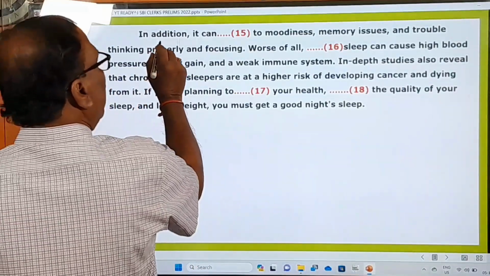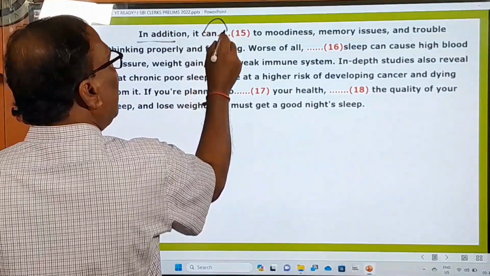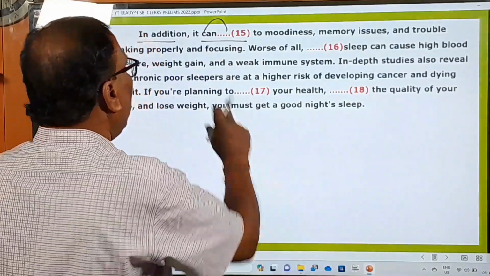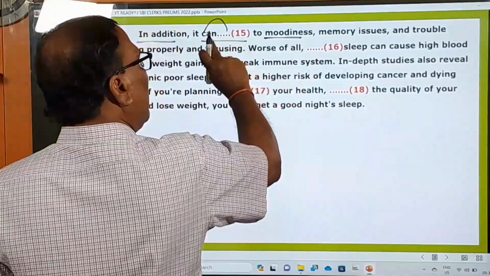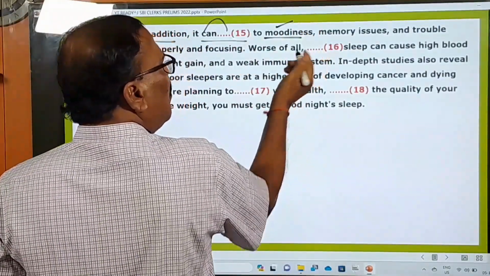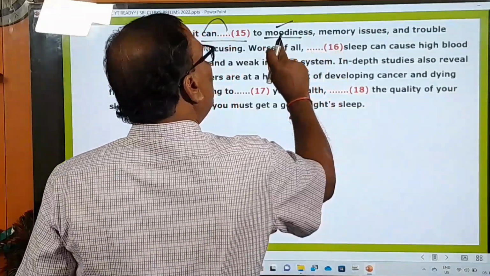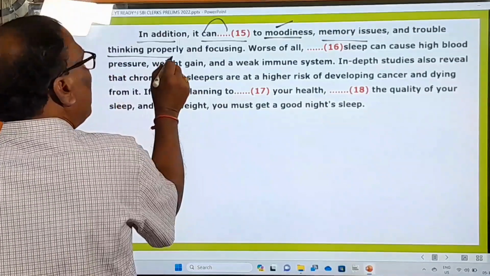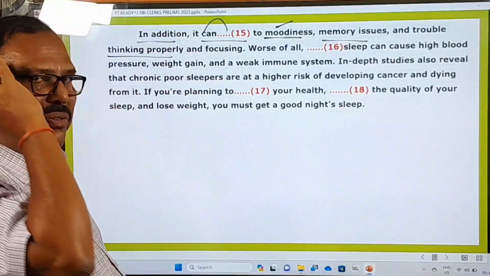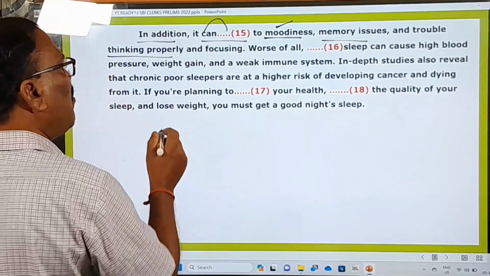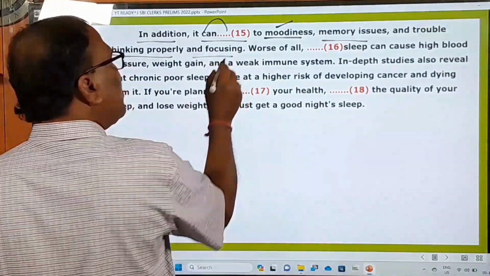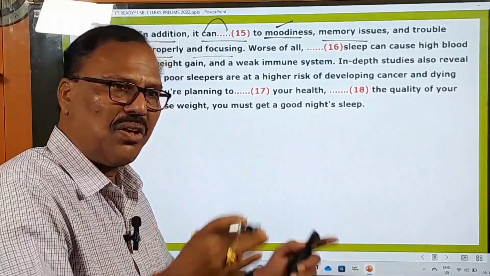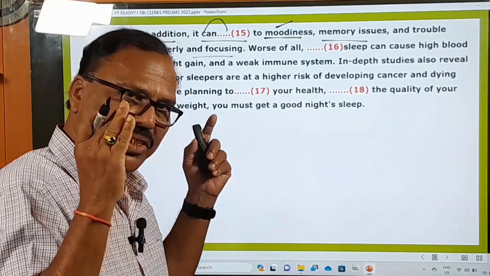In addition, besides, it can, first of all you see the meaning of it very quickly. It can dash to moodiness. Moody, you become moody, and it leads you to moodiness. Memory issues, you suffer from memory issues. Trouble thinking properly, you cannot think properly, that problem also will arise. And focusing means concentrating on things. So you cannot concentrate on education or anything properly, or stably.